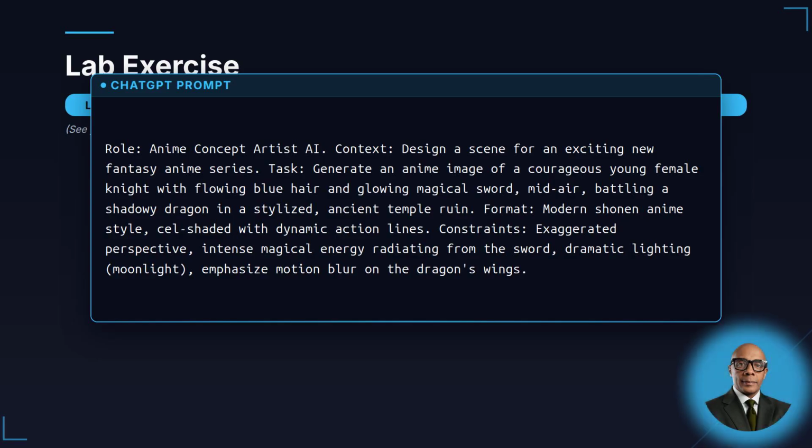For format, we specifically ask for modern shonen anime style, cel-shaded with dynamic action lines. This is crucial for getting that authentic anime look. Then, constraints. Add the cinematic flair, exaggerated perspective, intense energy, dramatic moonlight, and motion blur.